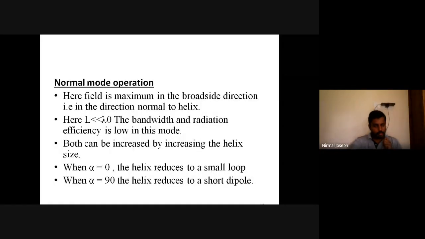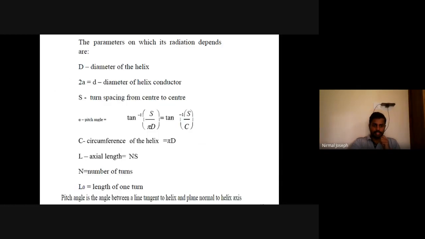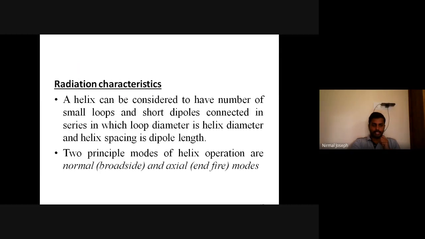Here, in the normal mode of operation, the field is maximum in the broadside direction. Broadside direction means the direction normal to the helix. One more thing you have to notice is the major difference here. What is L? L is N into S. L is the axial length, that is, the length of the axis, which is nothing but N into S, where N is the number of turns and S is the separation between each turn.